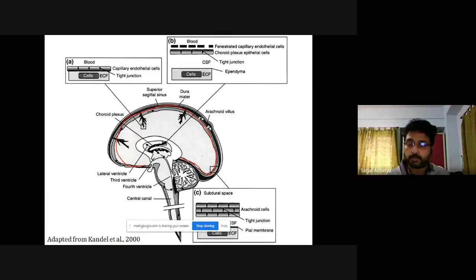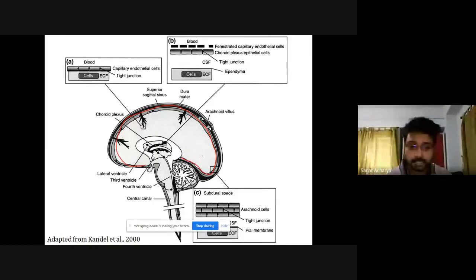In the case of the ventricles, the two lateral ventricles, the 3rd and 4th ventricle, their barrier with your blood is not constituted within the blood-brain barrier or BBB, and is very leaky. So in that context, we have three barriers within our brain.